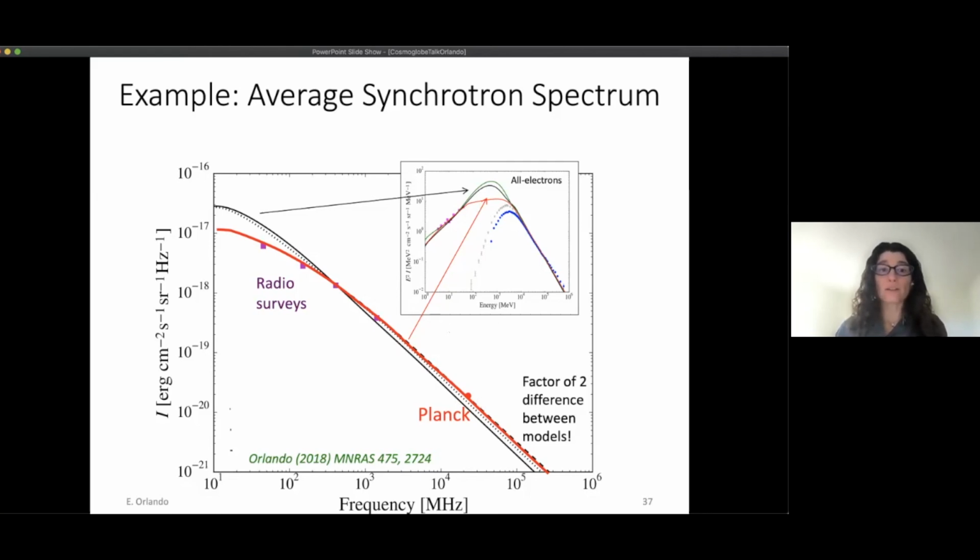Other possible models that you see here substantially affect the synchrotron spectrum in this way, steepening the spectrum or having much more intensity here than the surveys in the radio frequency band.